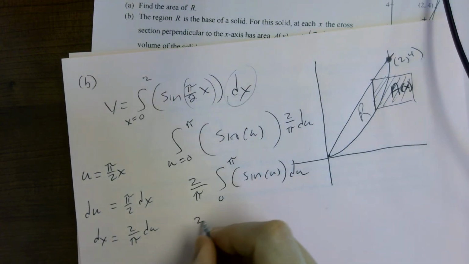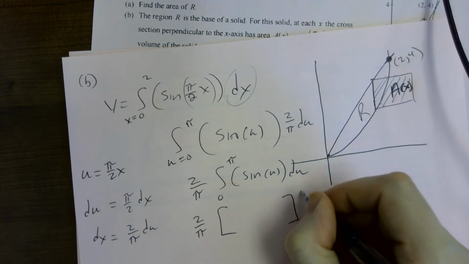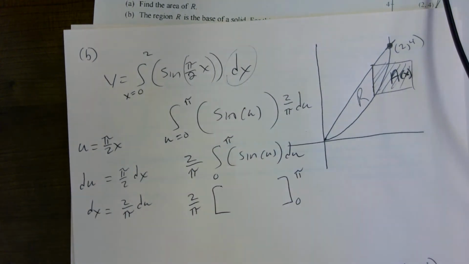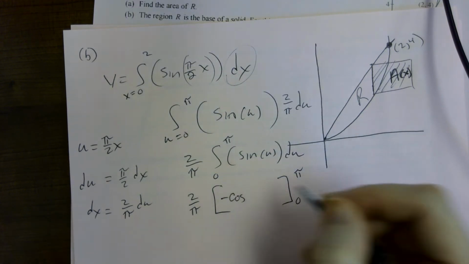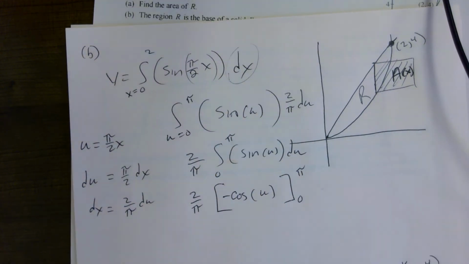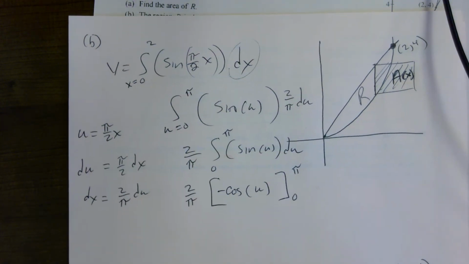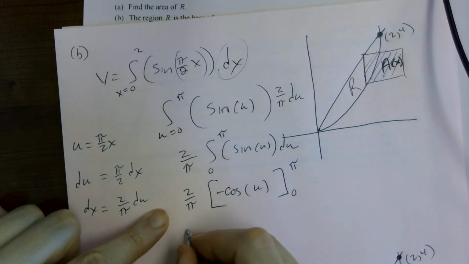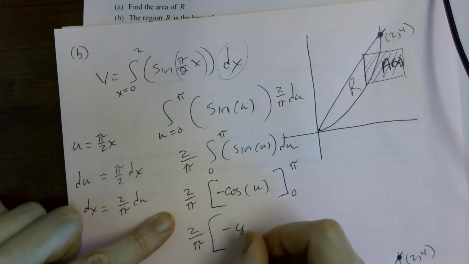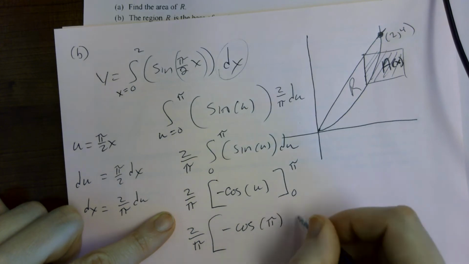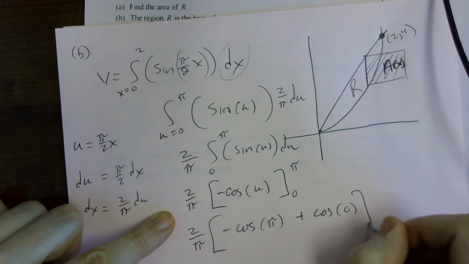Okay, now I'll bring down the 2 over pi. I'm using the fundamental theorem of calculus. The antiderivative of sine is negative cosine. You never plug the u back in because everything is in terms of u now. So this is 2 over pi, negative cosine of pi minus negative cosine of 0.